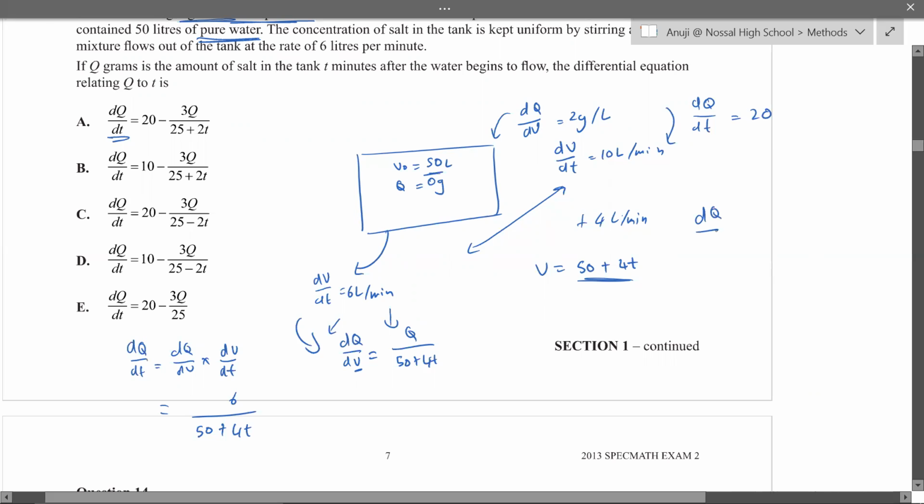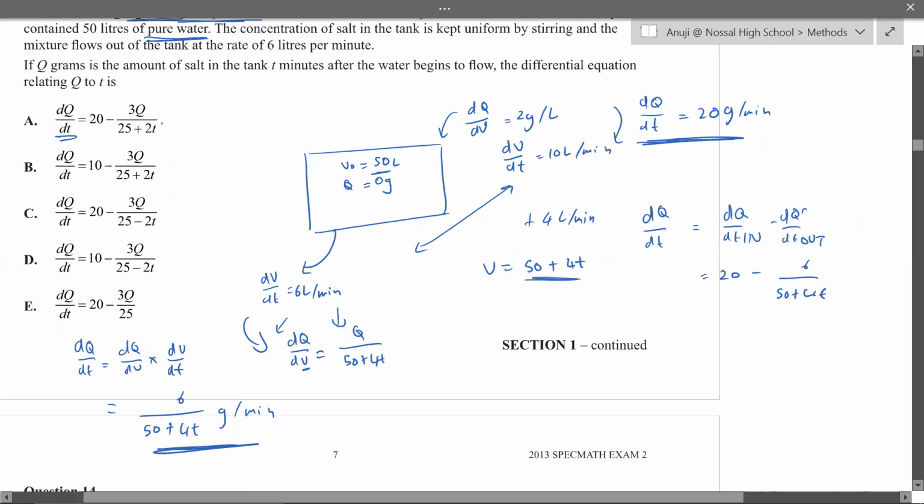So the total dQ/dt is dQ/dt in minus dQ/dt out. This is dQ/dt in grams per minute, and this is dQ/dt out. So you just do 20 minus 6Q on 50 plus 4t. That's not an answer because obviously the fraction's been simplified. So it's just 20 minus 3Q on 25 plus 2t, if you get rid of 2 from both the numerator and the denominator, and the answer is A.